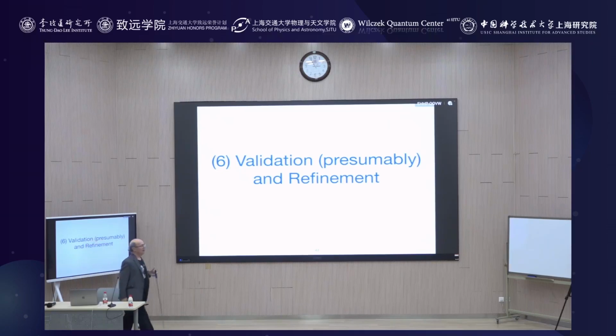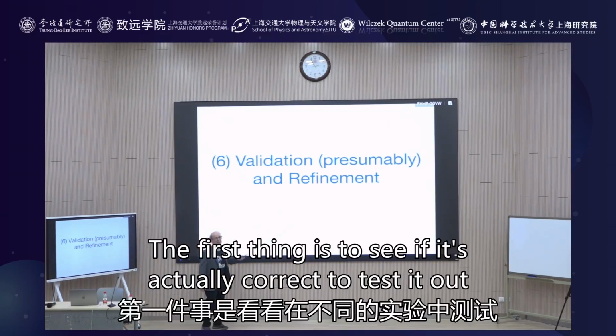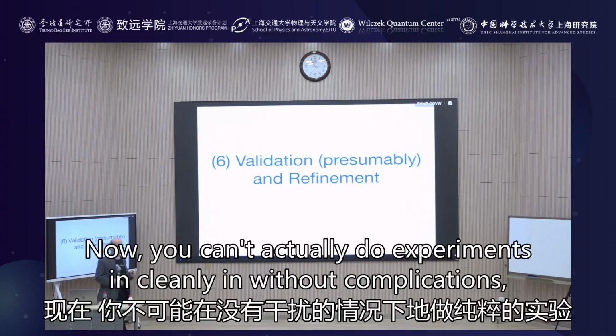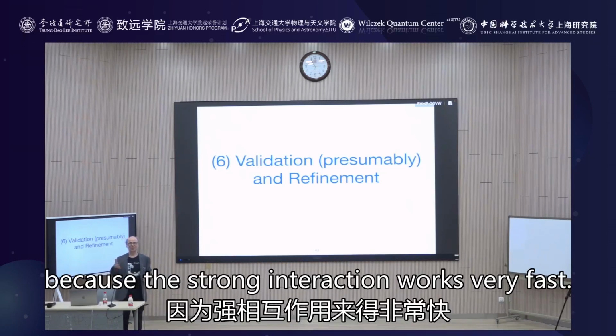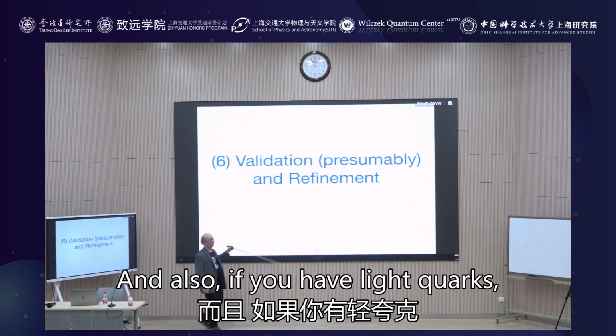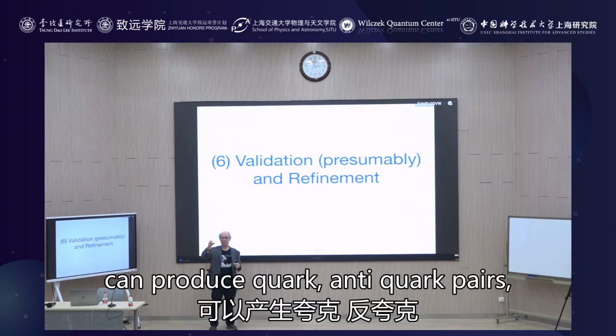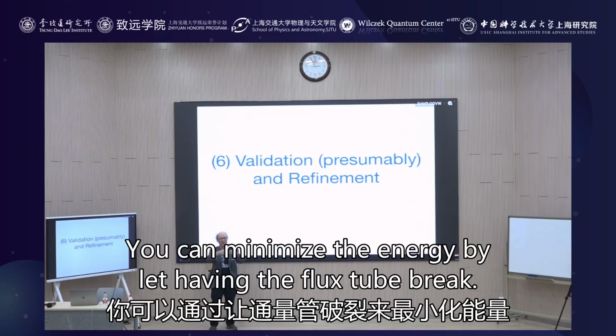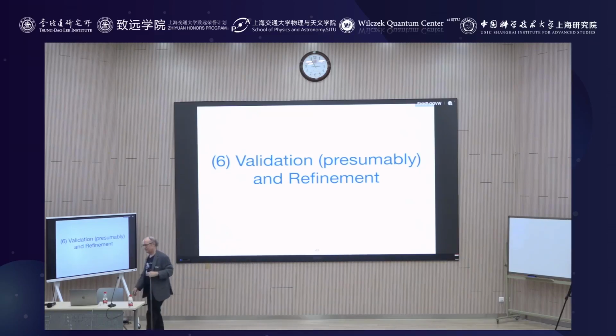Okay, so if we try to take it seriously, the first thing is to see if it's actually correct, and to test it out in different experiments. Now, we can't actually do experiments cleanly without complications because, well, the strong interaction works very fast. It's hard to do experiments. And also, if you have light quarks, you can produce quark-antiquark pairs, and the flux tube will break. You can minimize the energy by having the flux tube break.